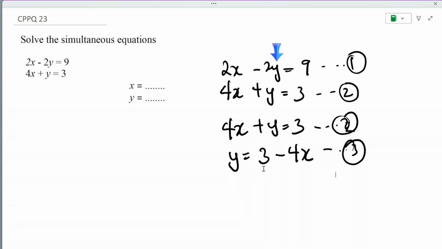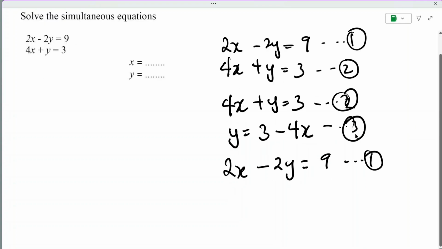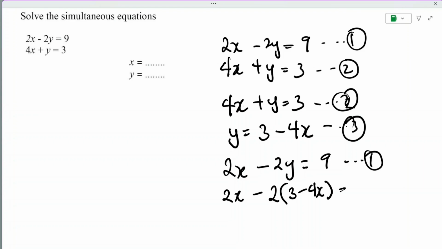So where we see y, we replace it with 3 minus 4x. We write equation 1, which is 2x minus 2y equals 9. This is equation 1, and we're substituting equation 3 into equation 1. Equation 3 says y equals 3 minus 4x. So rather than have y here, we change it into 3 minus 4x. So we have 2x minus 2, we put it in brackets because y represents 3 minus 4x. So we have open bracket 3 minus 4x close bracket equals 9.